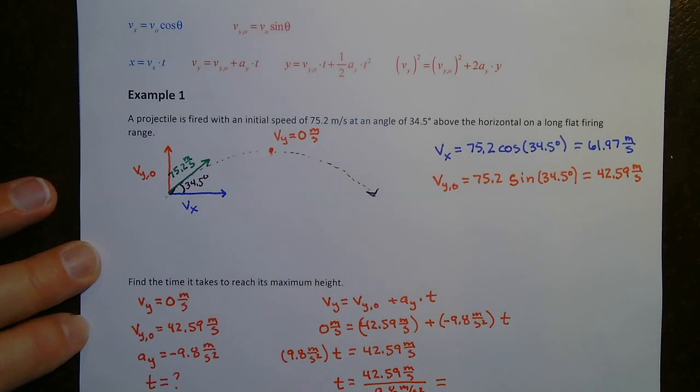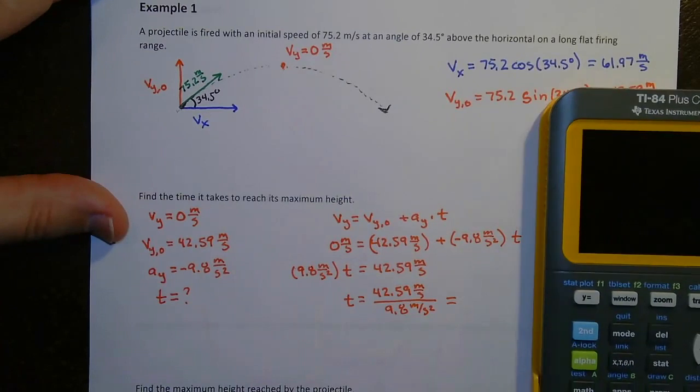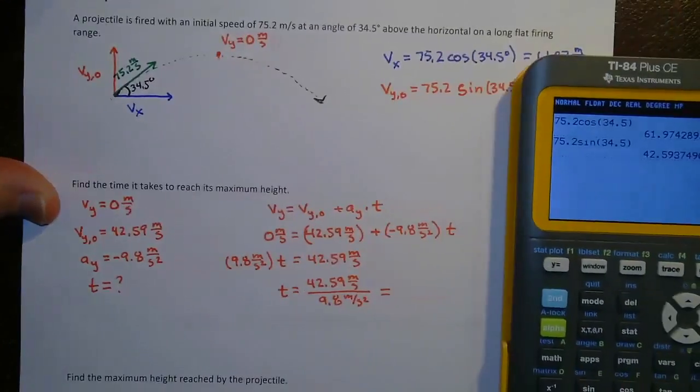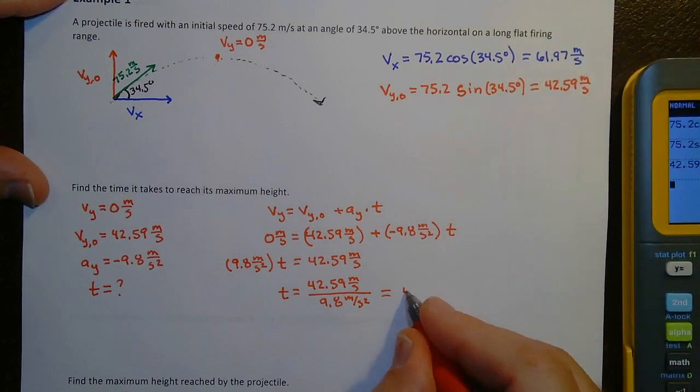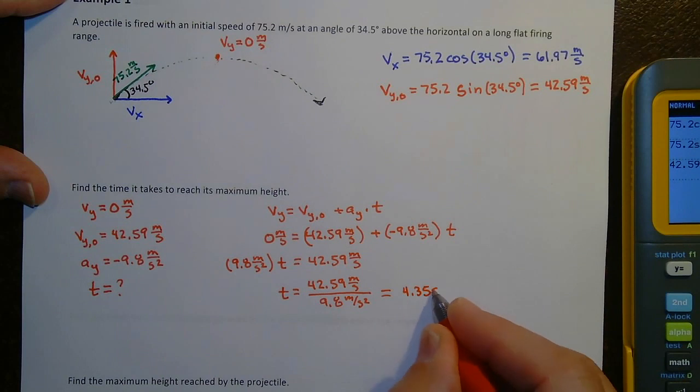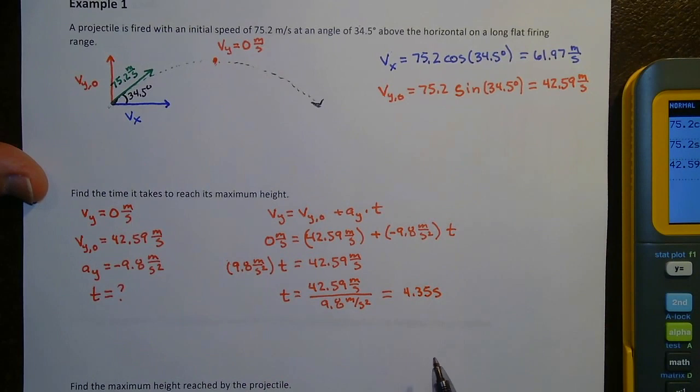And that's going to give me a time. Sorry, you couldn't see it. Okay, so that's going to give me a time. I'm going to turn on my calculator and get the time here. So 42.59 divided by 9.8. And we get 4. So this is an intermediate, so I want you to write this as 4.35 seconds, okay? All right, so it's going to take 4.35 seconds for this projectile to reach its maximum height.